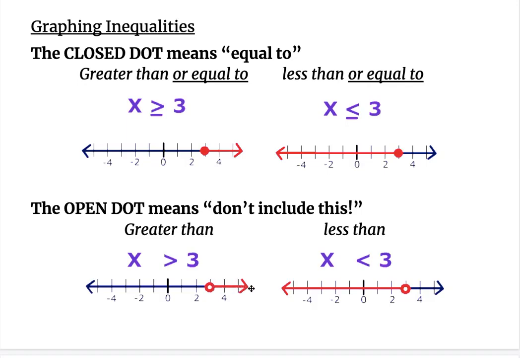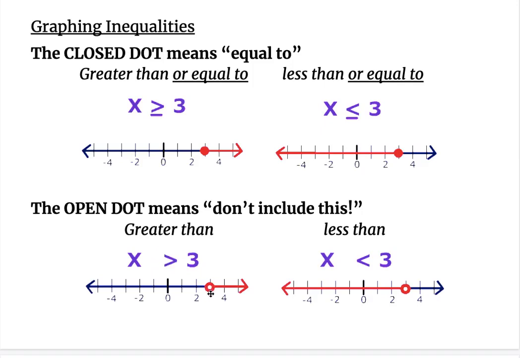So we want to make sure all those are shaded in, including the arrow to show even the ones that we don't see should be shaded in. But we are keeping this dot open at 3 because it says greater than 3. 3 is not greater than itself, so we can't include 3 itself. 3 is equal to itself. This one doesn't have an equal sign, so we don't include 3.